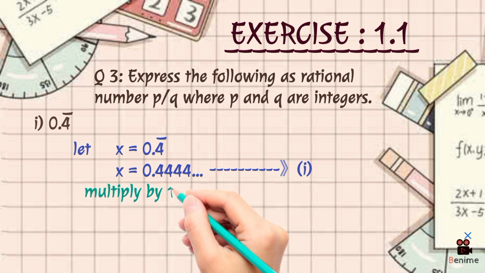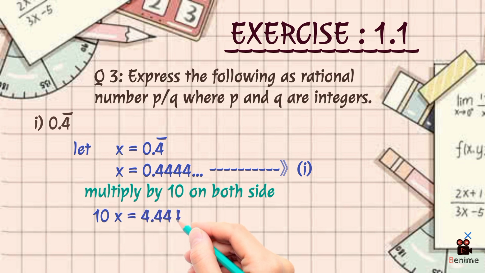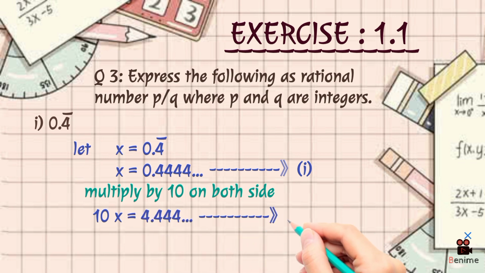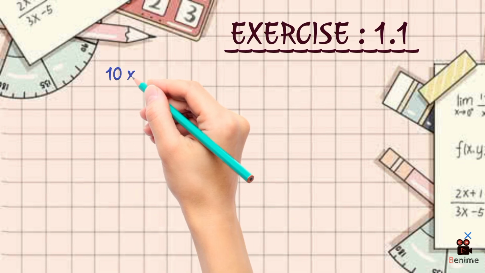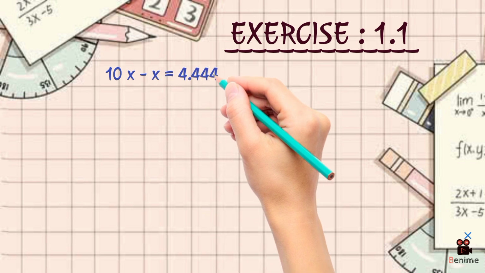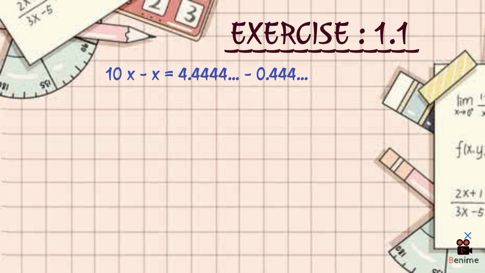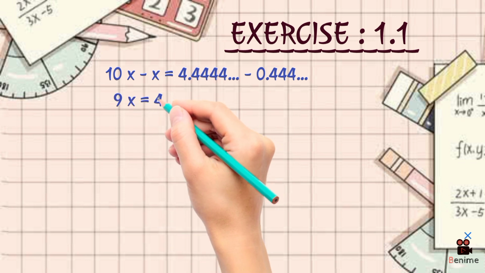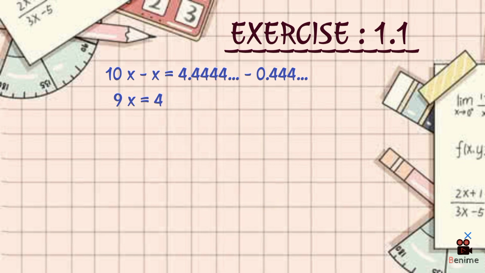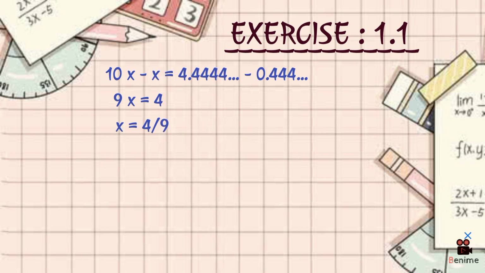Now multiply both sides by 10. Equation becomes 10x equals 4.444 and so on. And mark it equation number 2. Next step is to subtract equation 1 from 2. Now equation becomes 10x minus x equals 4.444 and so on minus 0.444 and so on. 10x minus x becomes 9x and right side becomes 4. Next x equals 4 by 9, which is required P over Q form.